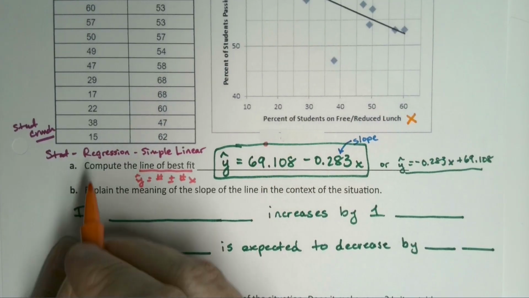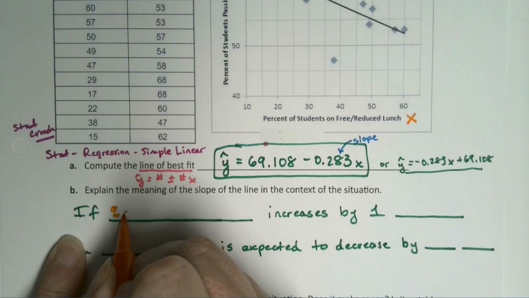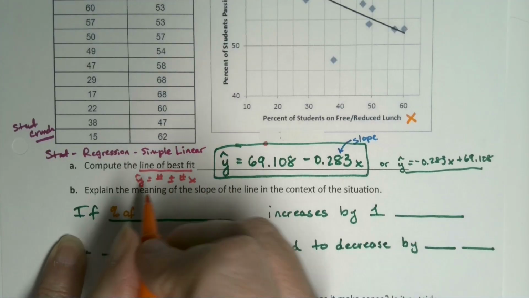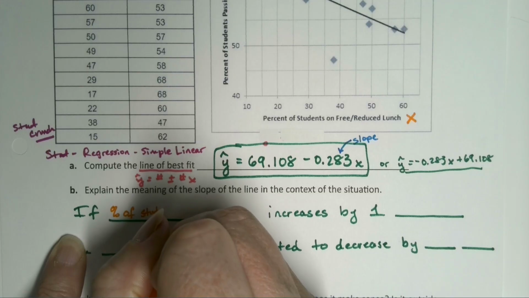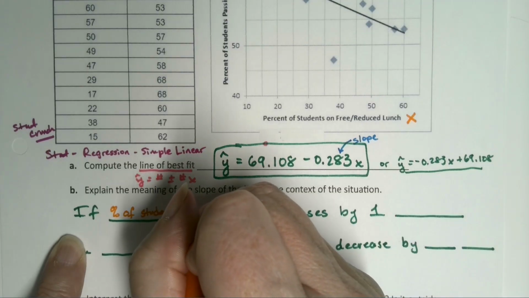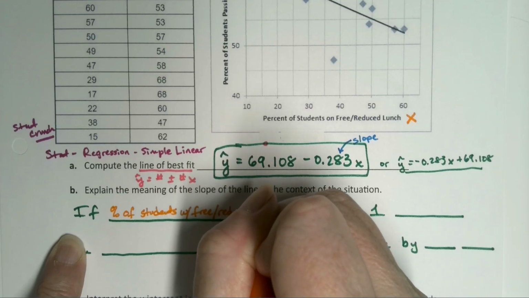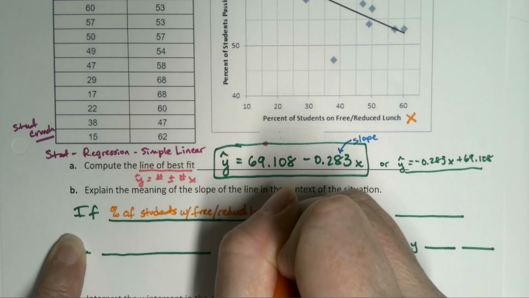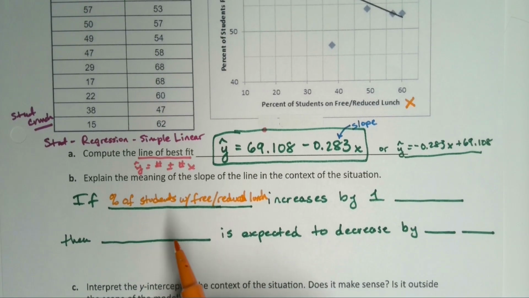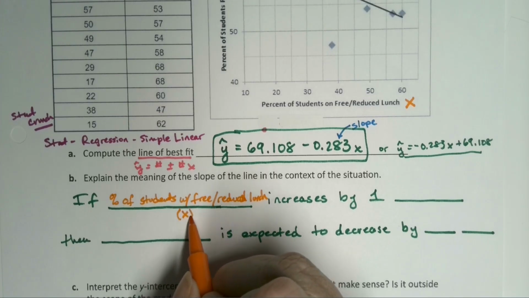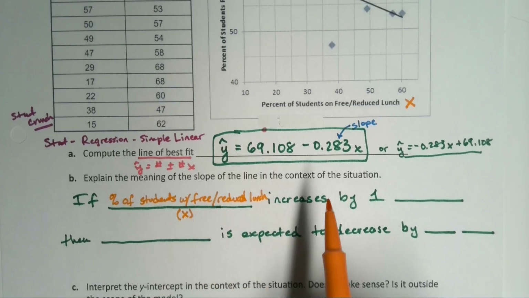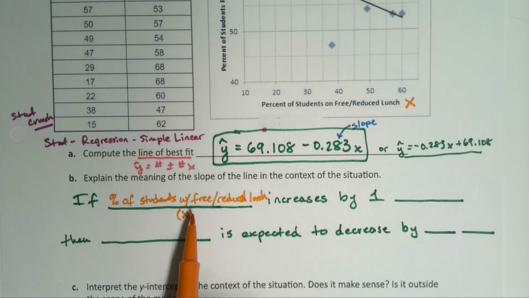Okay, so if the percent of students with free reduced lunch. Oops, if I can fit it all in. There we go. So that's the x, right? That's what I'm explaining, right? So that's x. Increases by 1. Now notice x is in words.